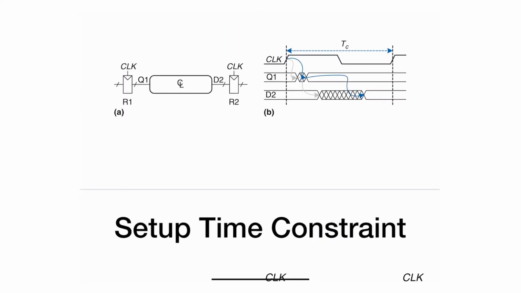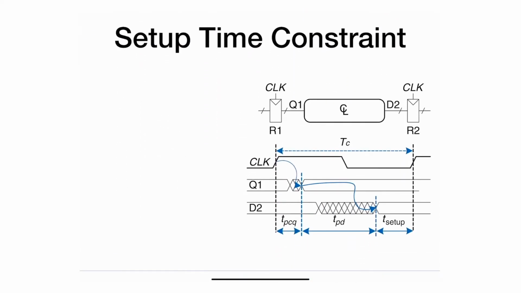So let's get started. We're going to start with the setup time constraint. The setup time tells me that before the active edge of the clock, around here, the input to R2, which is D2, has to be stable. We're going to focus on R2 for now. So you should not change it within that window. This is the setup time constraint.